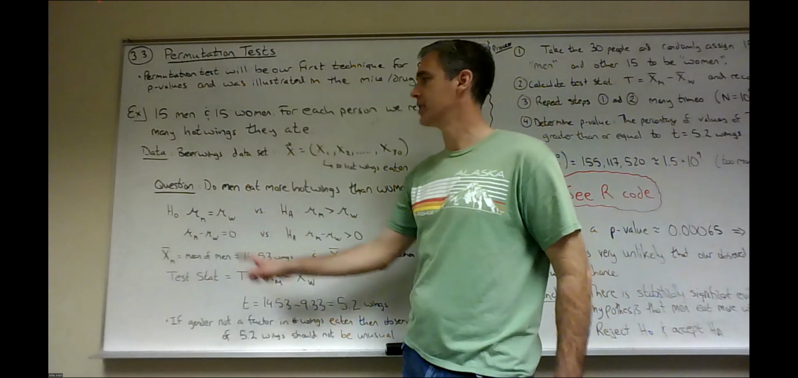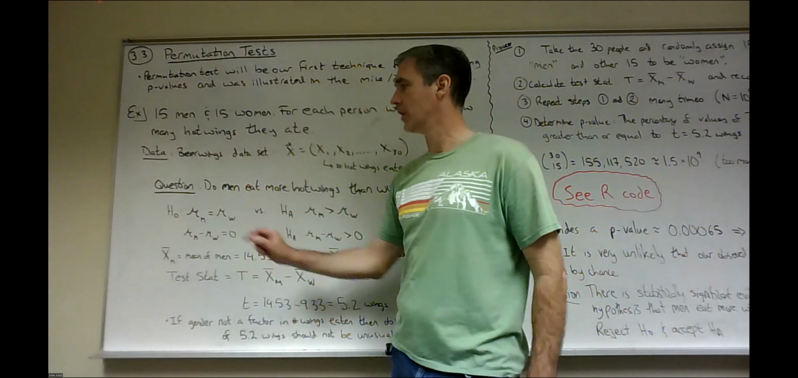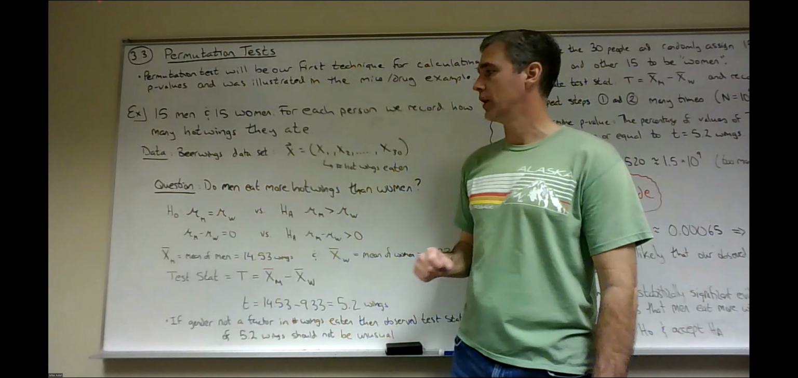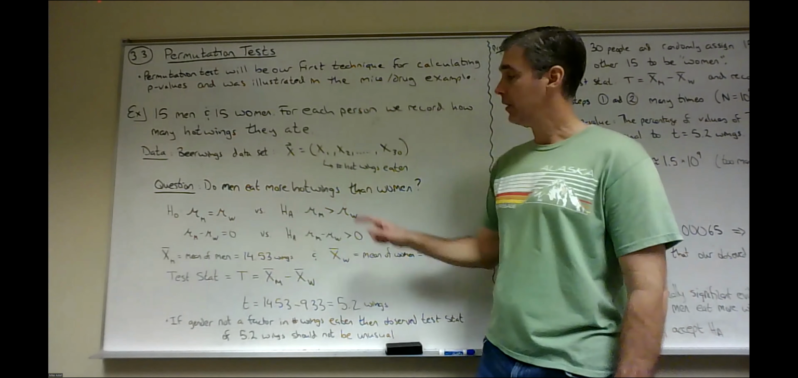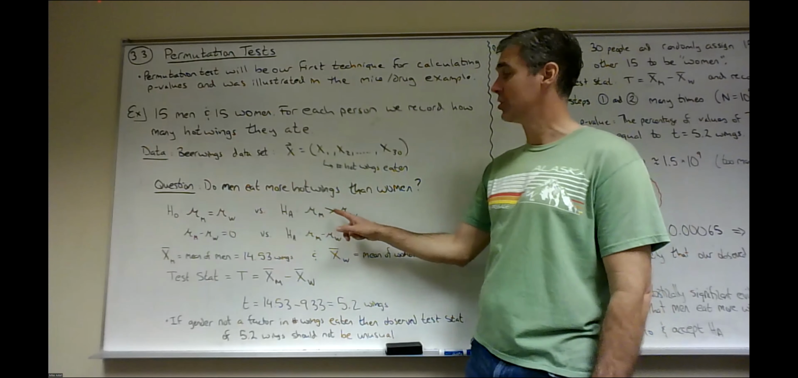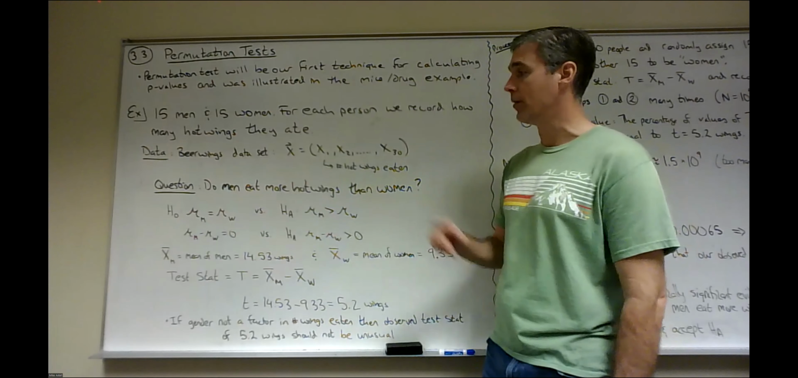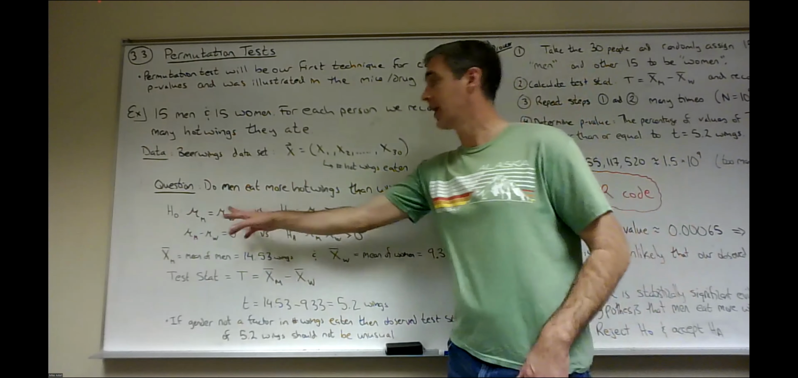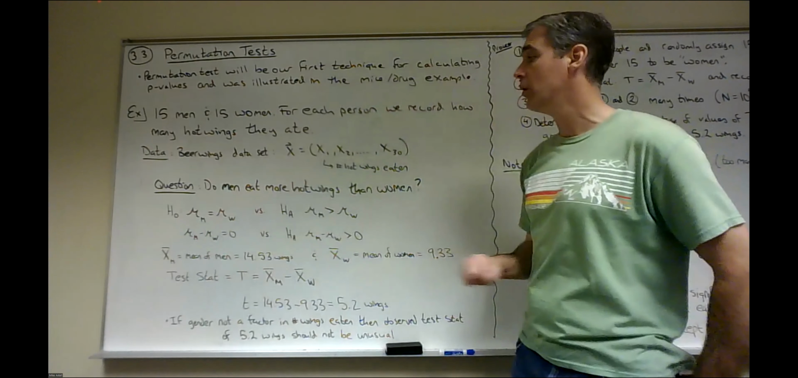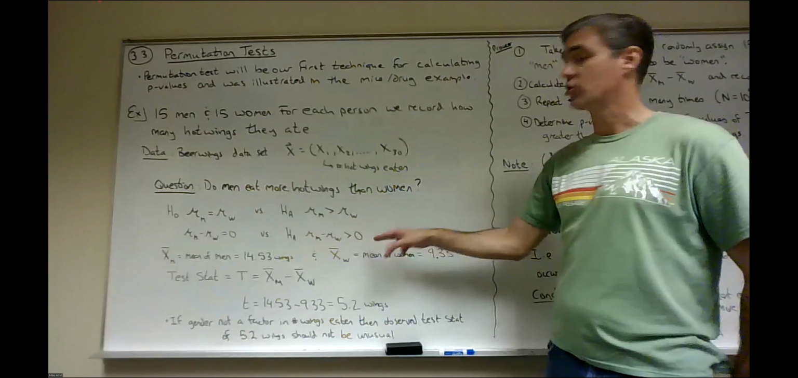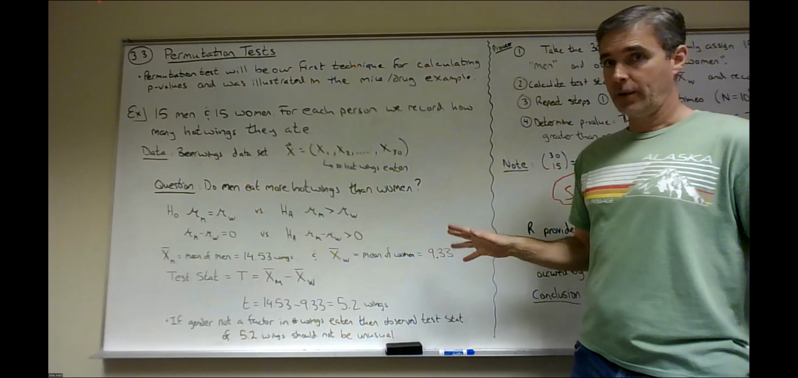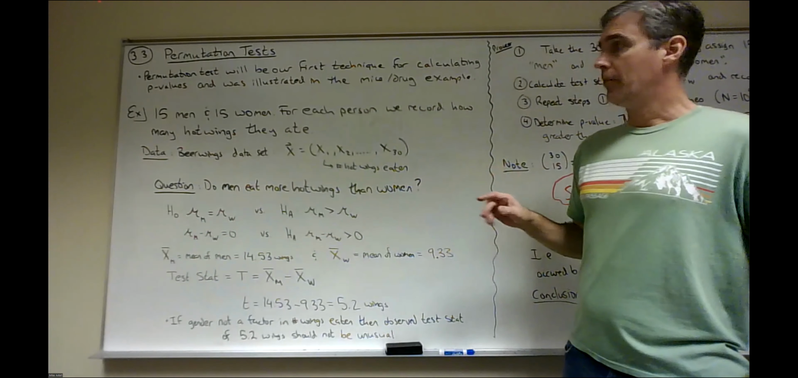So our null hypothesis is that the mean of the number of wings eaten by males or men is equal to the mean of the number of wings eaten by women, okay? The alternate hypothesis is that the mean of the number of hot wings eaten by men is greater than the mean of the number of hot wings eaten by women. Now, equivalently, we could have gathered the means on one side and had the mean of the men minus the mean of the women is equal to 0 versus mean of the men minus mean of the women is greater than 0, okay?